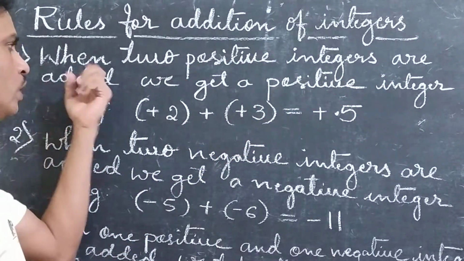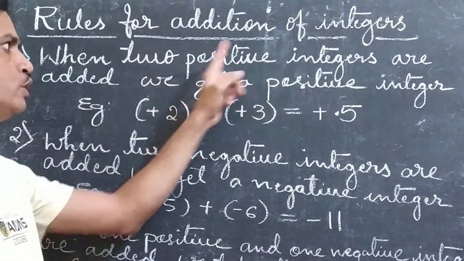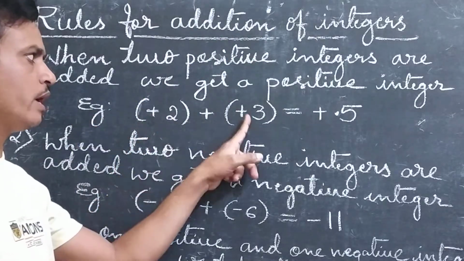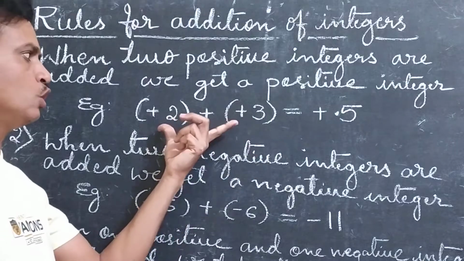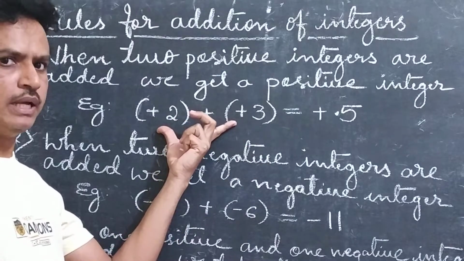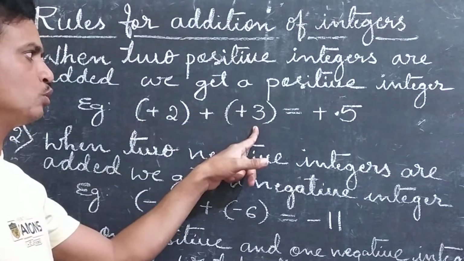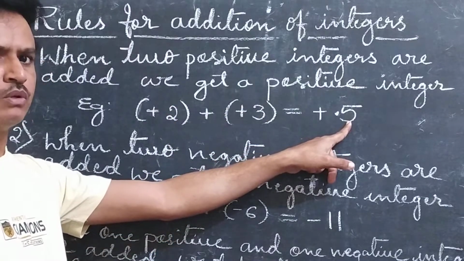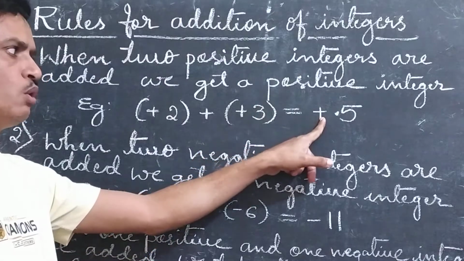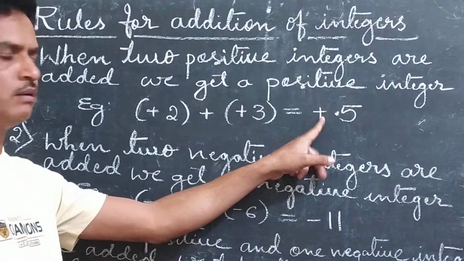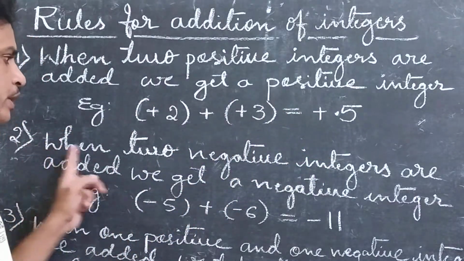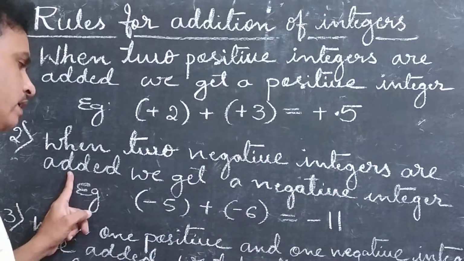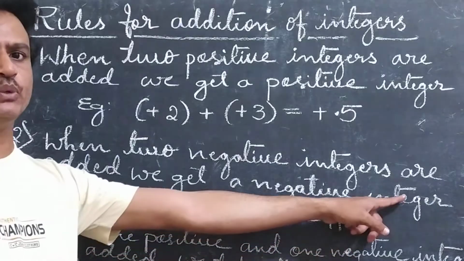According to this point, here are two positive integers, for example plus 2 and plus 3. If you add these two positive integers, 3 plus 2 is 5. So here both are positive, so you have to put plus. Next point: when two negative integers are added, we get a negative integer.